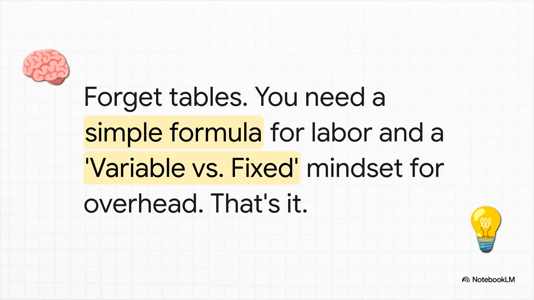And this is how we're going to do it. For this entire chunk of the master budget, you really only need to get two things down. For direct labor, it's just one simple formula. And for manufacturing overhead, it's all about adopting a variable versus fixed mindset. That is it. Let's build out that first piece right now.